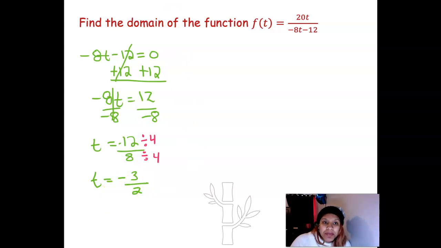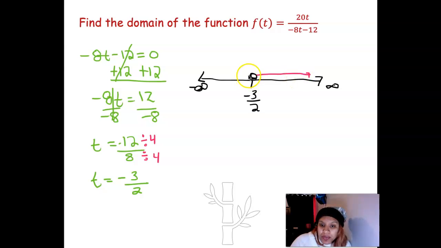Now I'm going to show you how this looks on the number line. Imagine that negative 3 over 2 is somewhere over here. Exactly at negative 3 over 2, there's a hole. It's undefined at negative 3 over 2. However, everywhere else on the number line, it's good. Everything else works except the number negative 3 over 2.